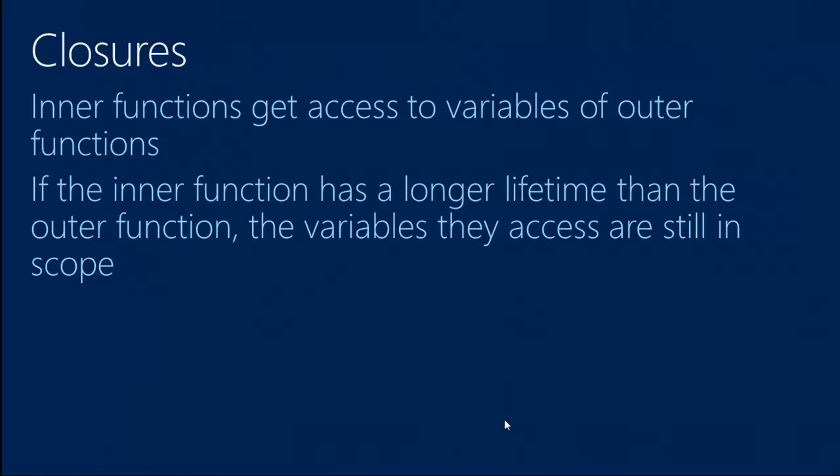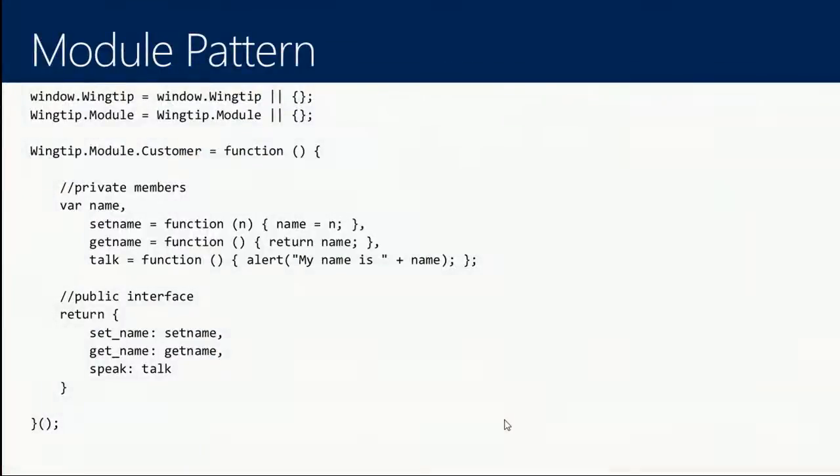The key thing here, though, is that if the inner function has a longer lifetime than the outer function, the variables from the outer function will still be available. Scratch your head about that for just a second. And you say, how can that be? How does the inner function have a longer lifetime than the outer function? And this shows you the module pattern here. So the way that we have an inner function with a lifetime longer than the outer function is we will return from the outer function an object that contains the inner function. So let me walk you through that.